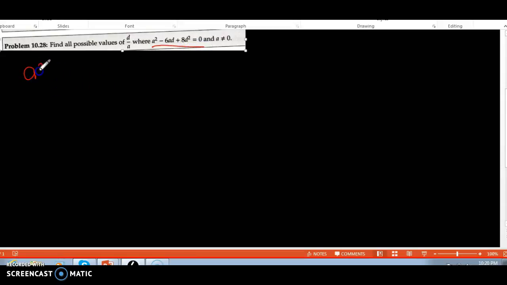Okay, so that's a squared minus 6ad plus 8d squared is equal to 0. Okay, so I'm not so sure if you have tried to factor something like this, but let's review a little bit on factoring anyway. Alright, so let's say something is easy, okay?